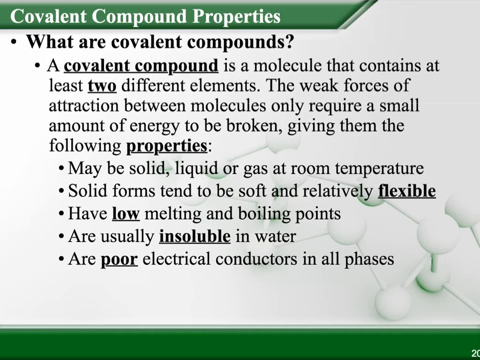So covalent compounds could be a solid, a liquid, or a gas at room temperature. If they're a solid, however, they're going to be kind of soft and relatively flexible, malleable. They're going to have low melting and boiling points because they don't require a lot of energy to break those bonds. They're going to be fairly insoluble in water, which means that they're not going to dissolve in water very readily. And then they will be poor conductors of electricity in all phases, as a solid, liquid, or a gas. They're just not going to be conducting electricity very well, if at all.